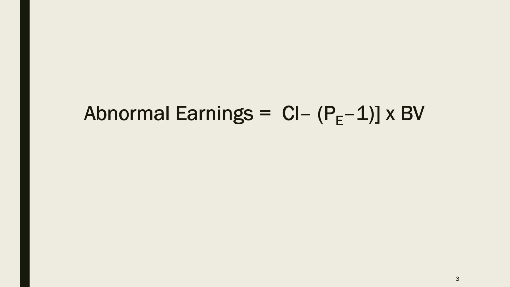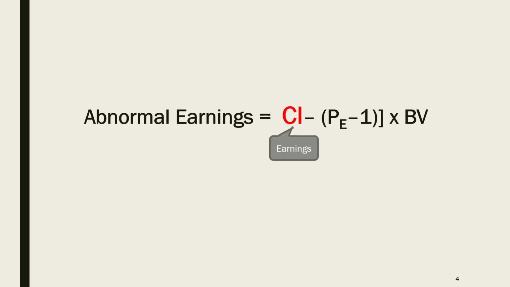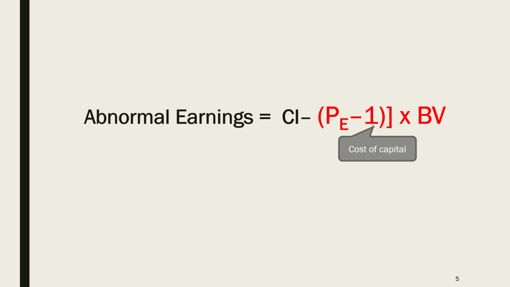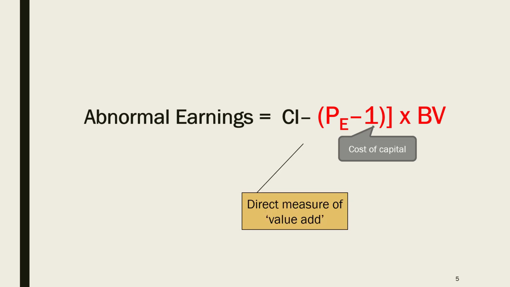The economic profit framework focuses on abnormal earnings: the difference between a firm's earnings, comprehensive income, and its cost of capital. This has the benefit of being a direct measure of value add in a business, the extent our firm can add value above its cost of capital.